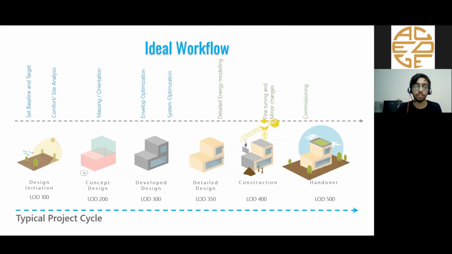So this is your ideal workflow. You would have this baseline and target. You would have the analysis. This gives you an idea, okay, for the facade we can go for this kind of thing, and weed out many other options that would be too far off your goal. Then you'd have your massing and orientation. Then you'd have your envelope optimization. Then finally, you can have your system optimization.